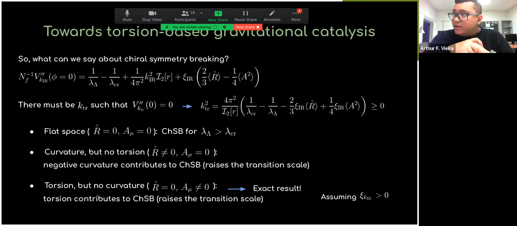And one thing I should comment on is that all this calculation was done in a Euclidean setting. So in this case, the contribution of torsion is positive definite. So if you do the same analysis in a Lorentzian manifold, then you should be more careful, because it's not straightforward to extract these conclusions.